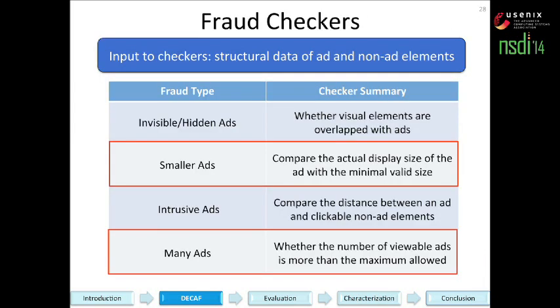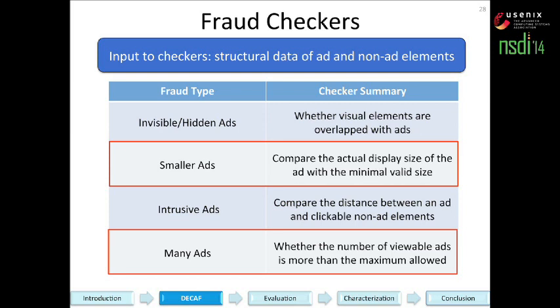The fraud checker works as follows. Each time the monkey visits a page, the UI hierarchy of the page is input to a series of fraud checkers. This table shows a list of fraud checkers we have implemented, together with a summary of how they work. For example, for smaller ads, the checker compares the actual display size of the ad with the minimal valid size to capture the violation.